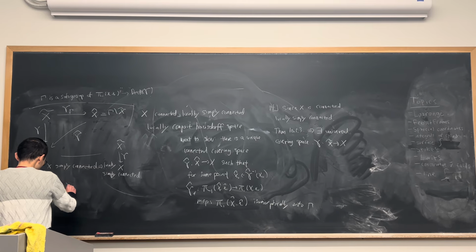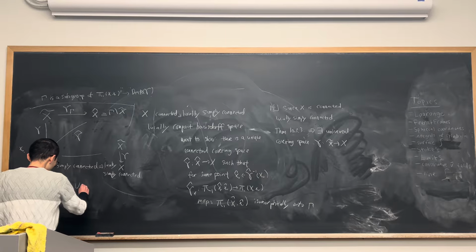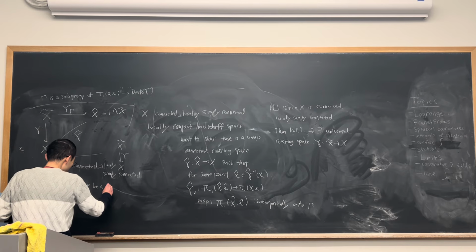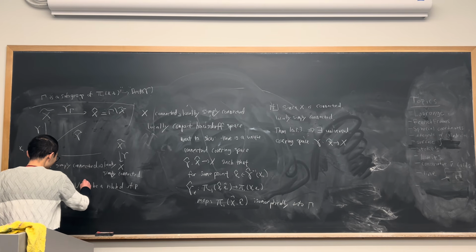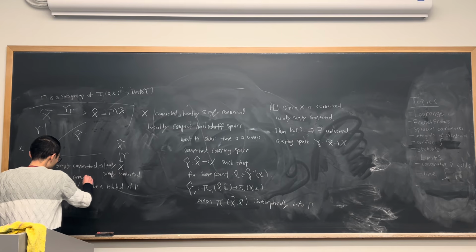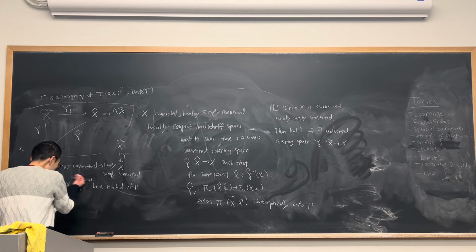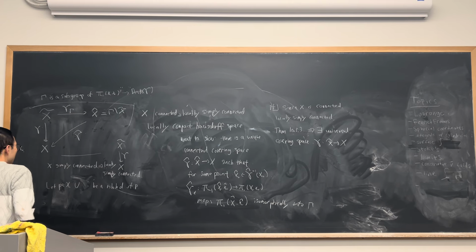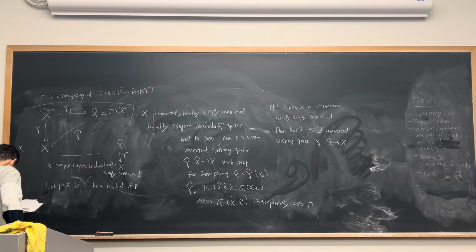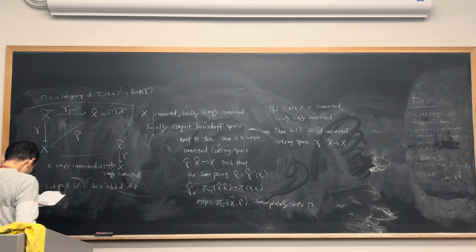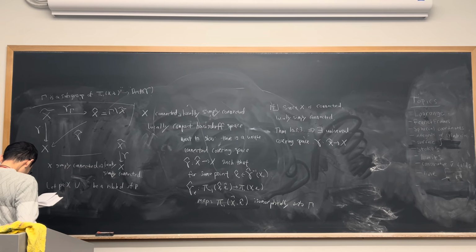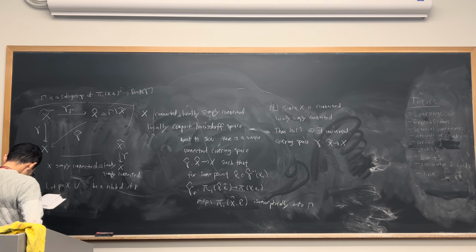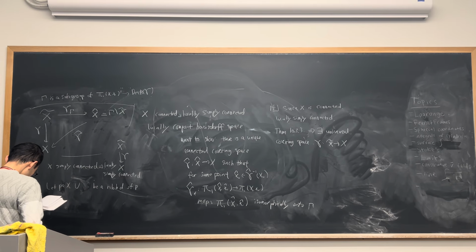So let P be in X, and then U be a neighborhood of P. U containing P. We want to show that there is a simply connected neighborhood V of P inside U.